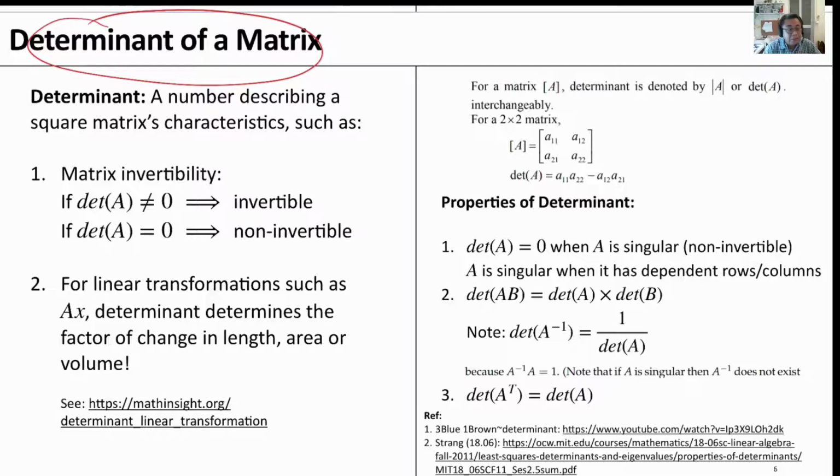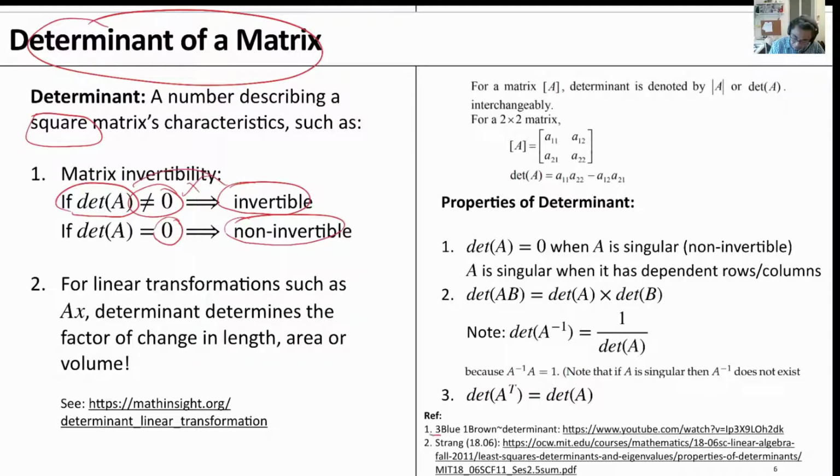What is a determinant used for? The most common application of the determinant in our course should be the use of determinant to determine if the matrix is invertible or not invertible. When the determinant is not equal to 0, the matrix is invertible, and when the determinant equals 0, the matrix is not invertible. The determinant is only applied on the square matrix.